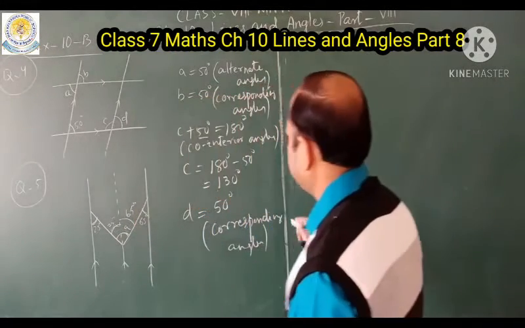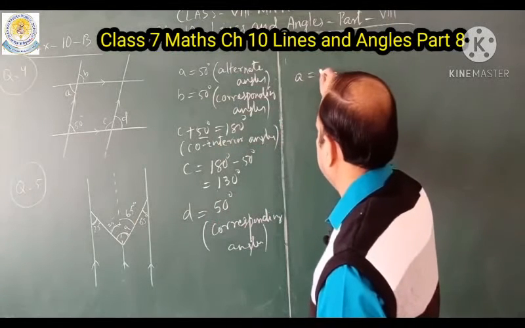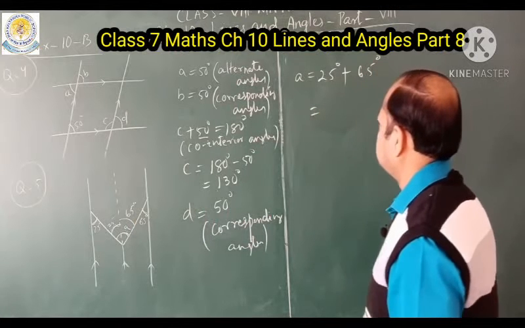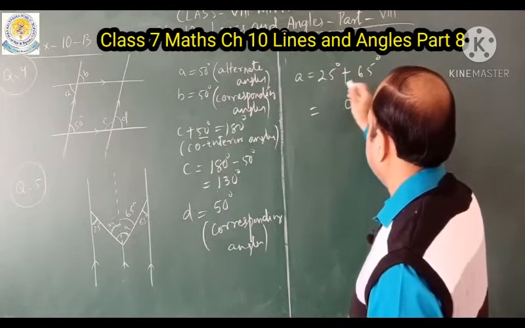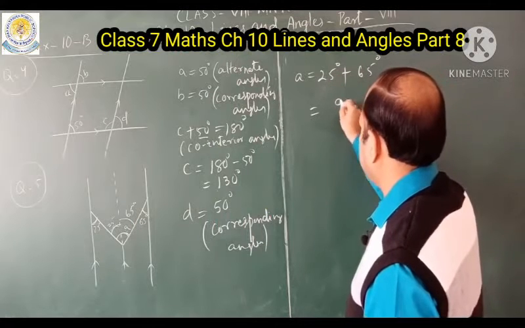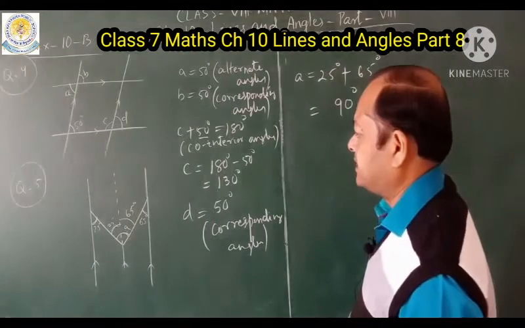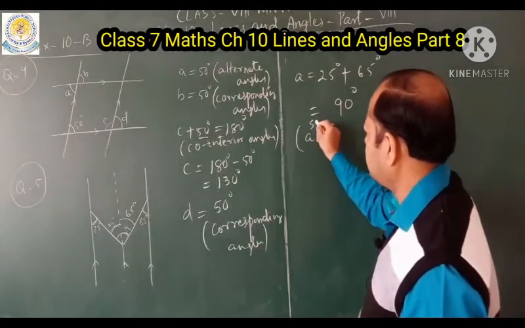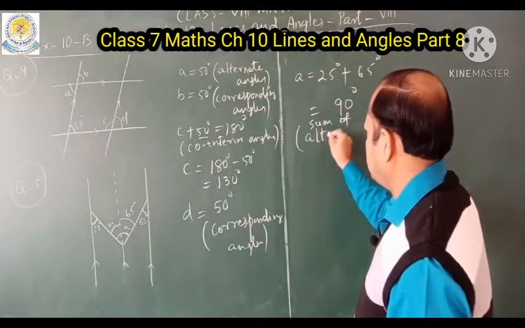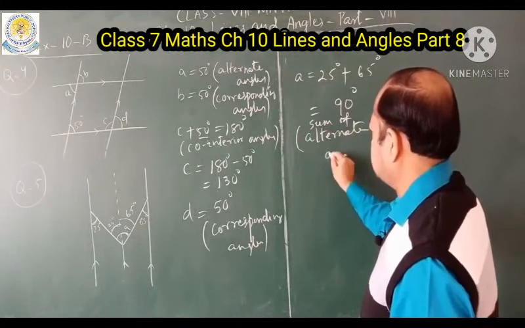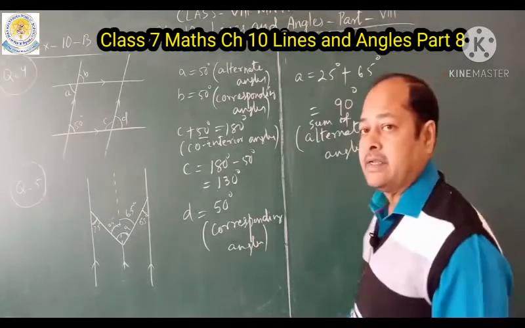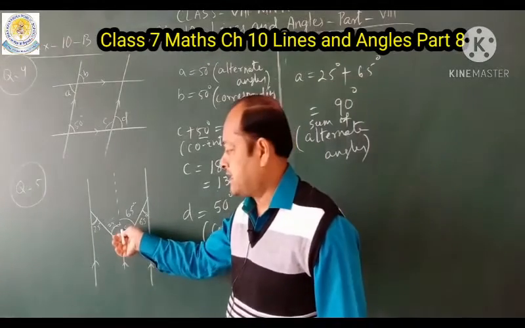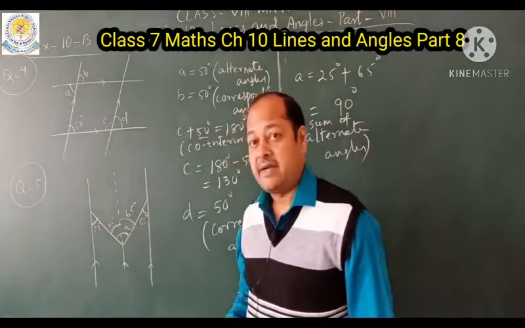Okay. So what is the addition? The angle A will be 25 degrees plus 65 degrees. So what is the result? 5 plus 5 is 10, 1 carry, 2 plus 1 is 3, plus 6 is 9, so 90. So A will be 90 degrees. In the reason you can write: sum of alternate angles is equal to 90 degrees. Okay, and in this way we can find the value of A. A is 90 degrees, the sum of 25 degrees and 65 degrees.